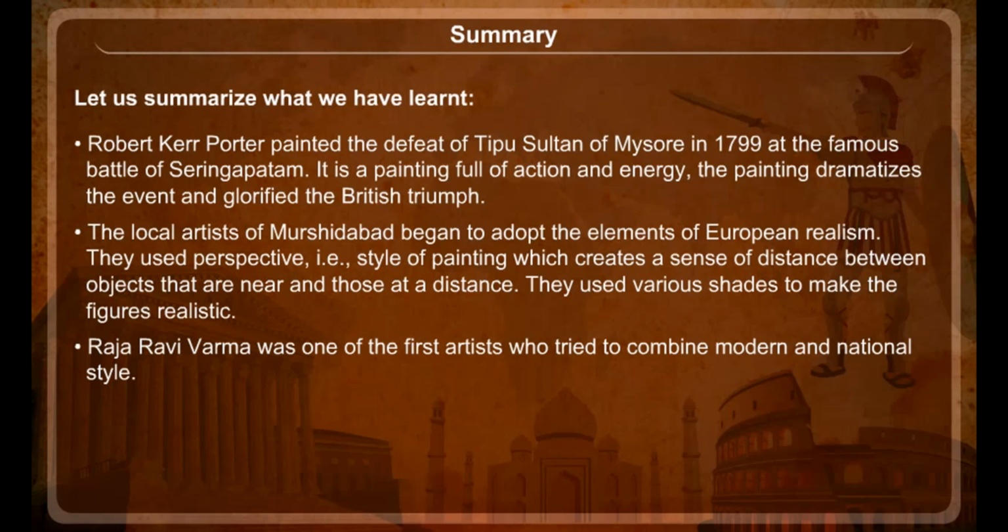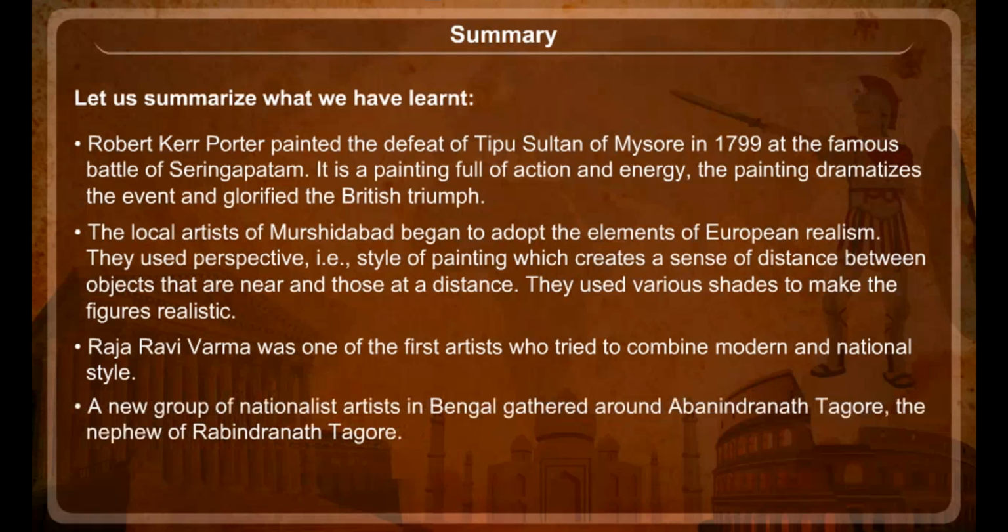Raja Ravi Varma was one of the first artists who tried to combine modern and national style. A new group of nationalist artists in Bengal gathered around Abanindranath Tagore, the nephew of Rabindranath Tagore.